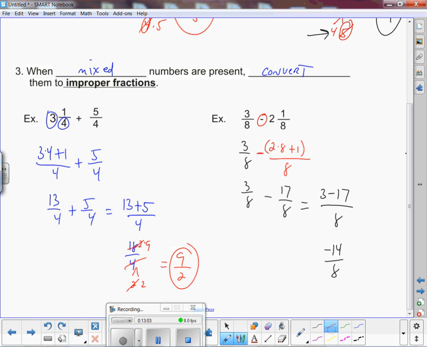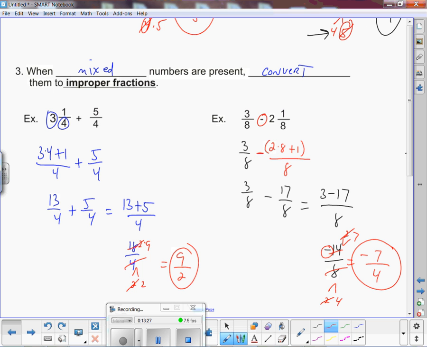And can this be reduced? Yes, and I'm going to be careful because I have a negative sign. I know my solution's going to be negative, so I'm going to write it right away. A lot of you guys lose those negative signs. That's not good. 8 is 2 times 4, and my 2 divided by 2 is 1, negative 7/4. And that's the solution. And that's the lesson.